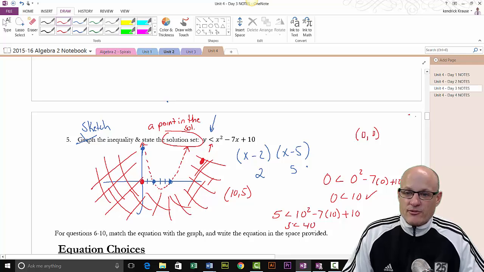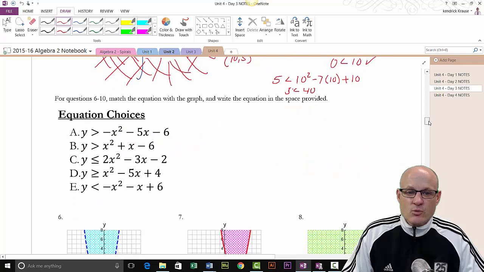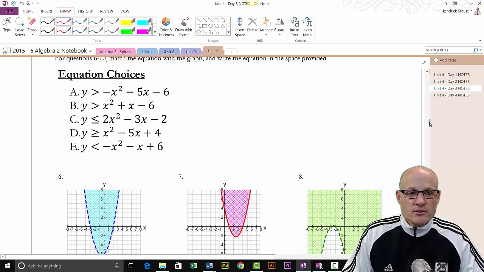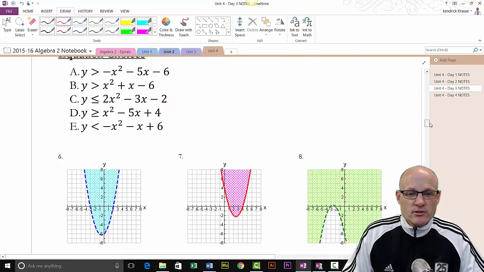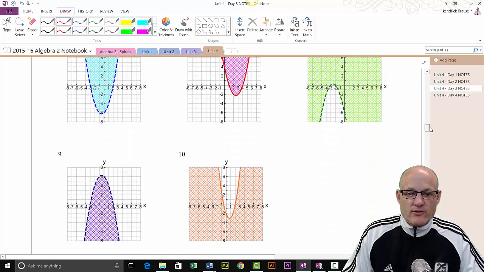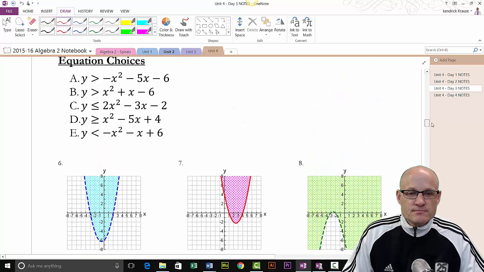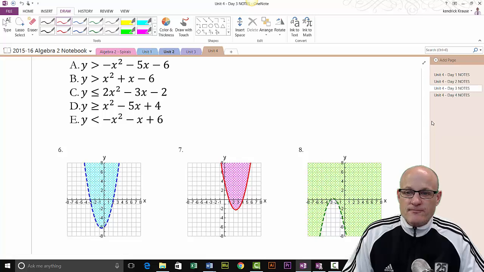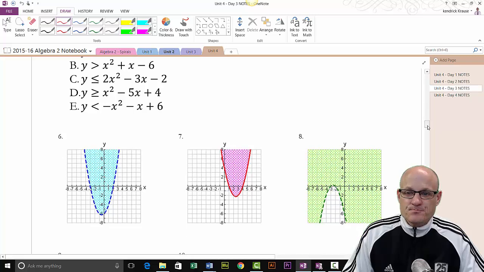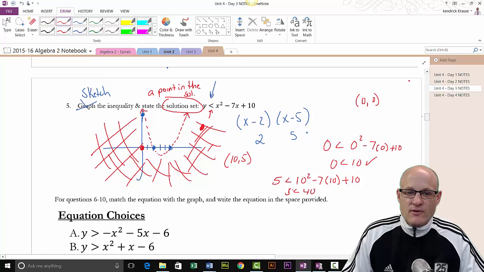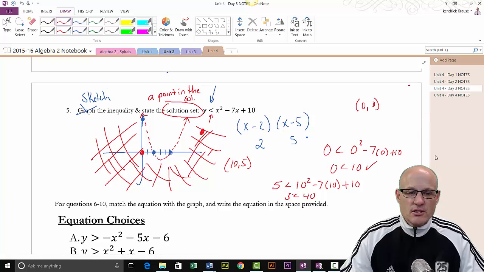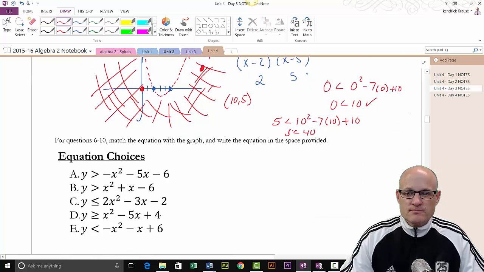So one of the things I'm going to ask you to do now is just quickly, can you recognize which graph goes with which? So let's just say, let's take this one right here. Let's see if we can find this one.